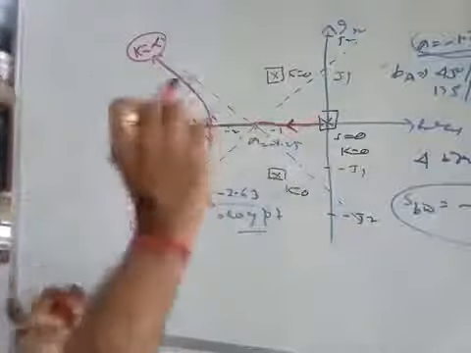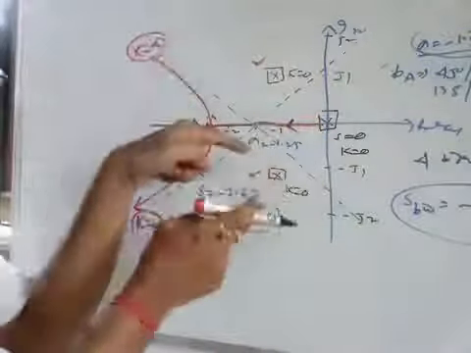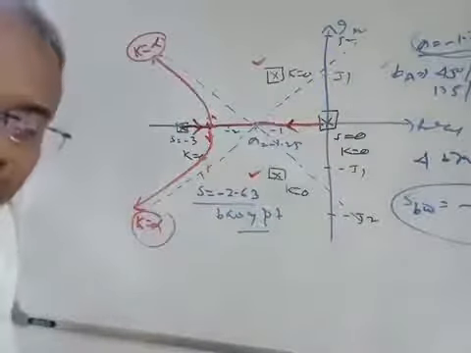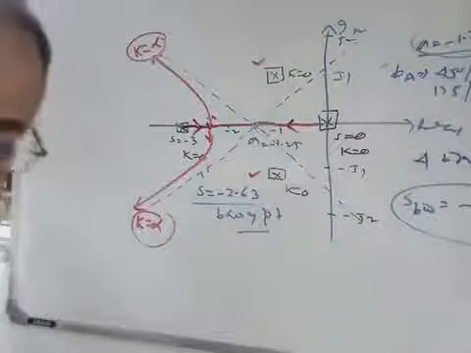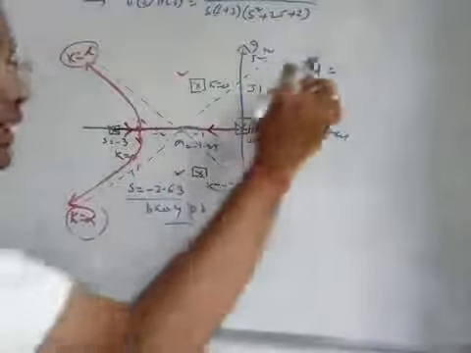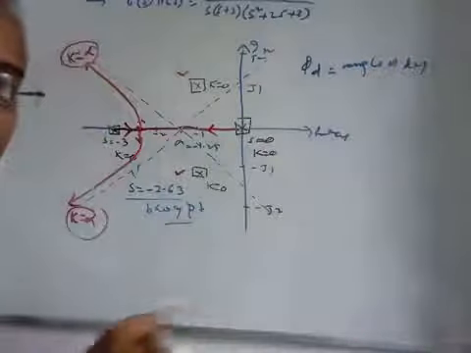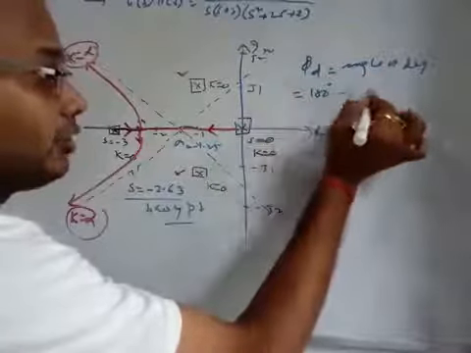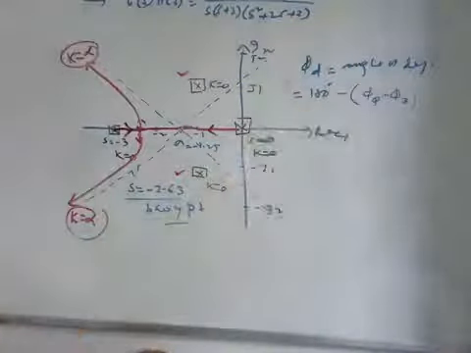Now what else about these poles? These poles are on the complex plane. So once the poles are on the complex plane, what is the next step? You have to find out the angle of departure for that. So the next step is to find out the angle of departure. For any complex pole, we have to find out the phi d, that is the angle of departure, right? So angle of departure is equal to 180 degree minus of phi p minus phi z. Phi p is the angle contribution due to poles.